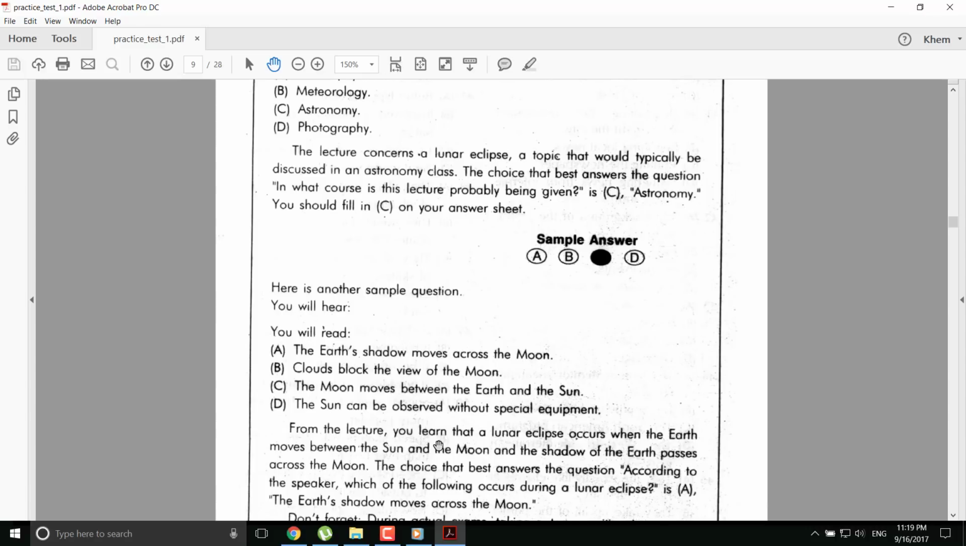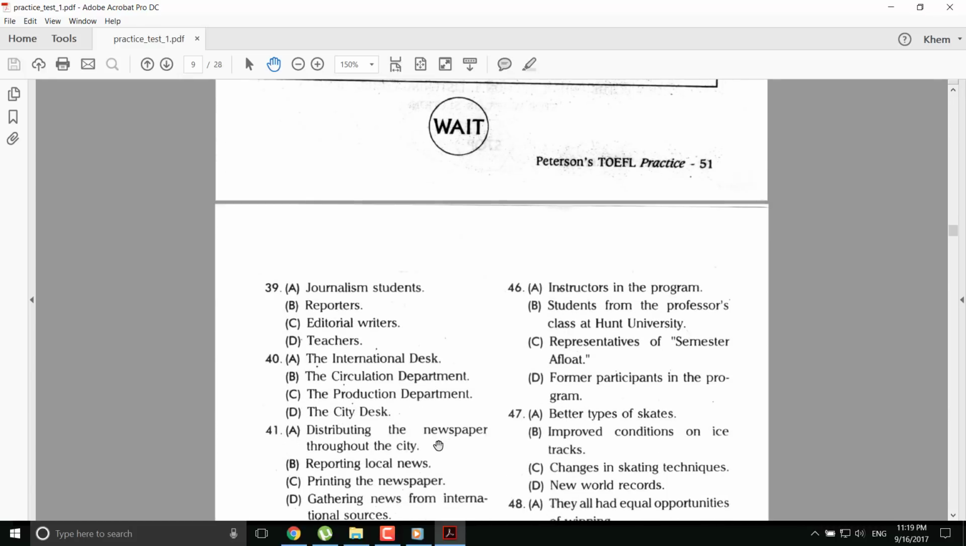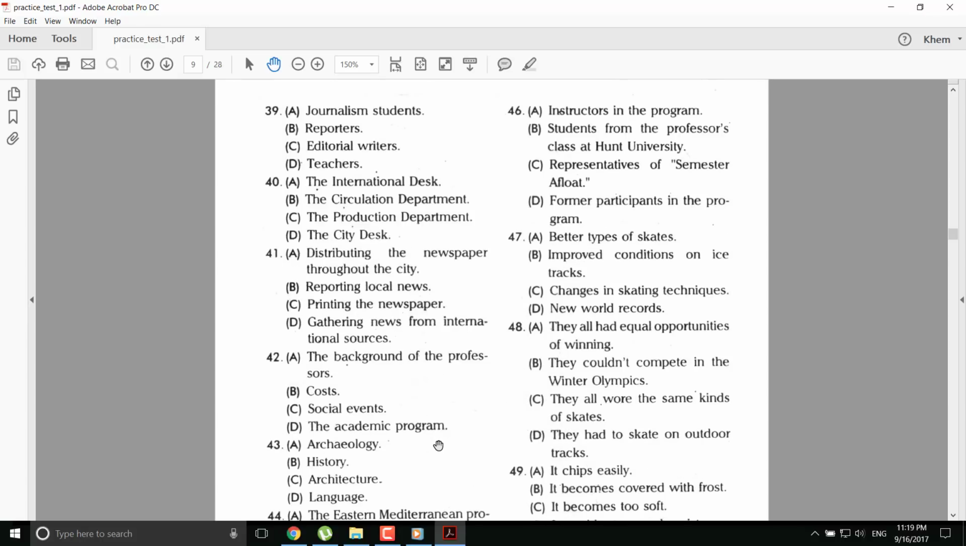Now let's begin Part C with the first talk. Questions 39 to 41. Listen to a talk given at a newspaper office.